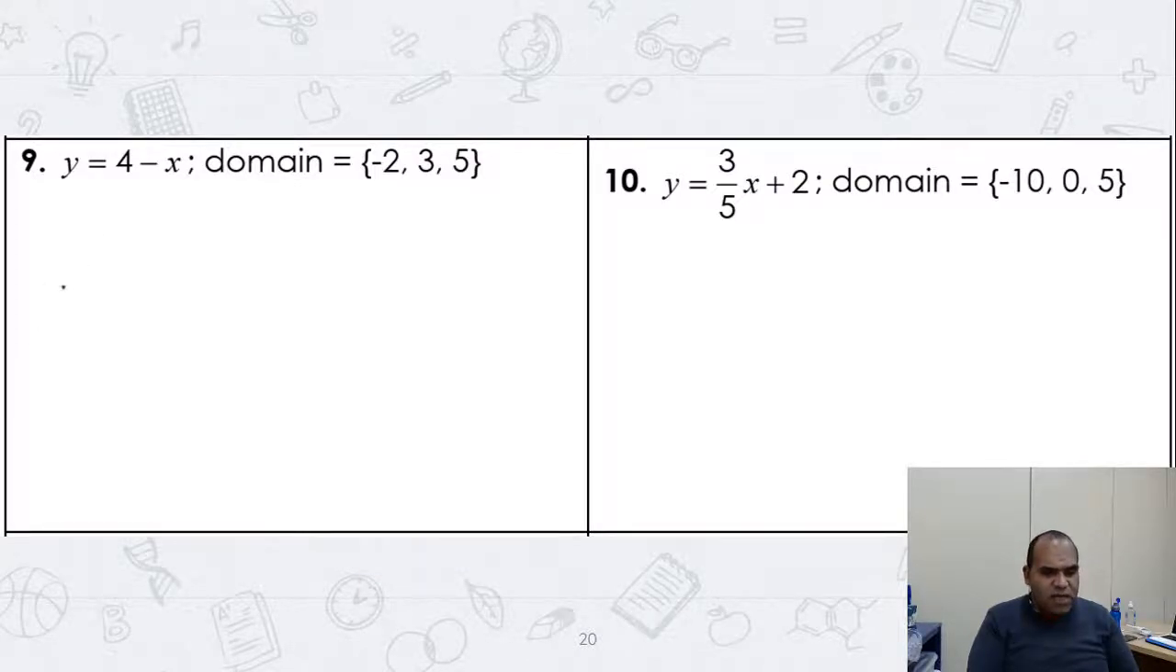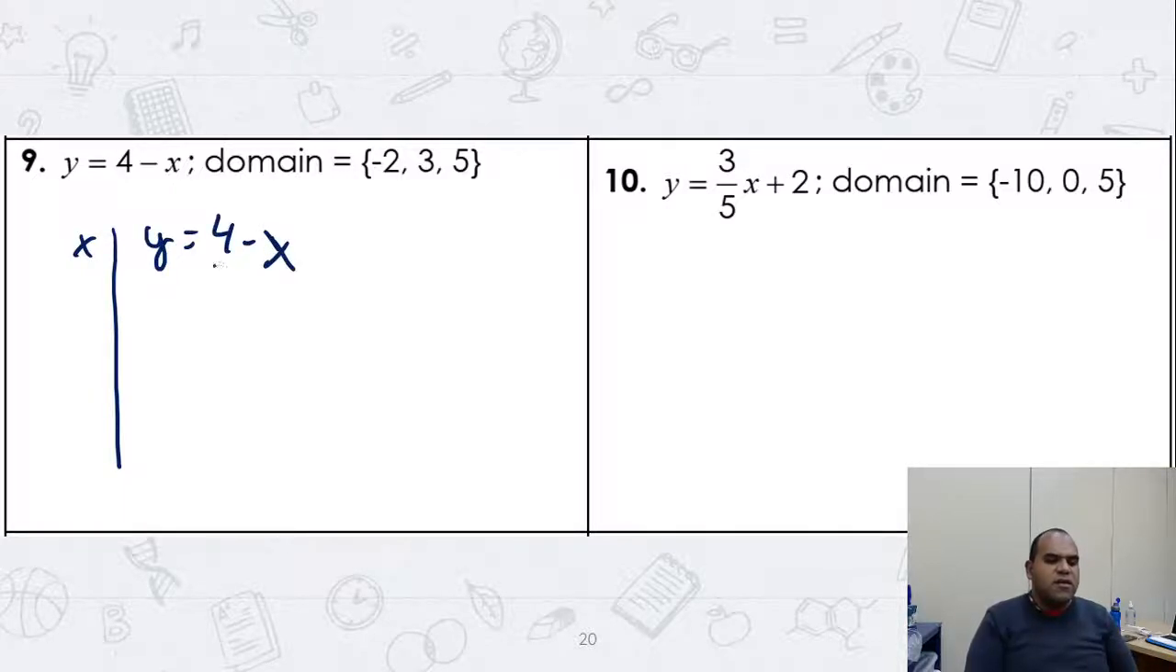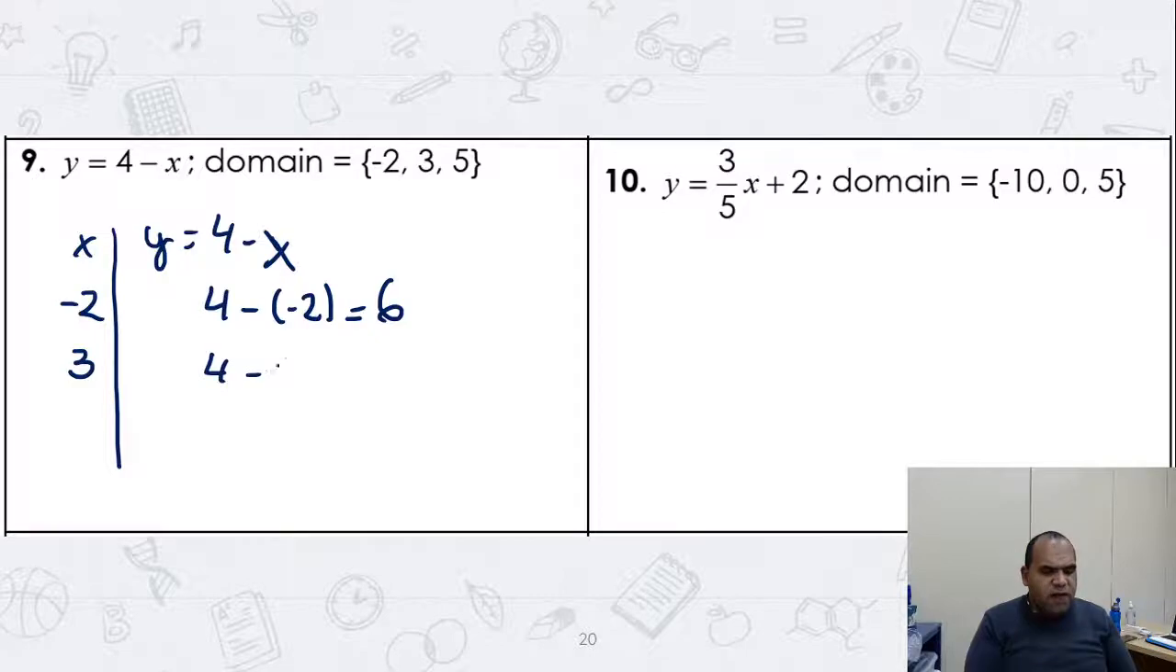This other one here is up to you guys. I'll solve this one: y equals 4 minus x, the same thing. Great. Right now, where is negative 2? Negative 2, I have 4 minus negative 2. Negative times negative is positive. 4 plus 2 is 6. Number 3: here is 4 minus 3. 4 minus 3, I know, is 1. And the next one is 5. 4 minus 5 equals negative 1.